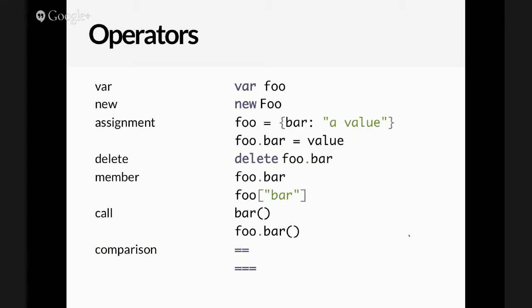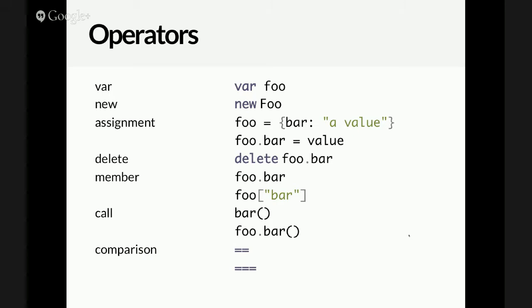The assignment operator, which sets either a variable to point to another data type or assigns a property to point to another data type. The delete operator, which deletes a property reference. You can't use delete to delete a variable reference. You can only use it to delete properties. The member operator, or the dot operator, which reads a property. The index operator, which also reads a property, but that property can be dynamically defined. So here we're passing a string value to read from foo.